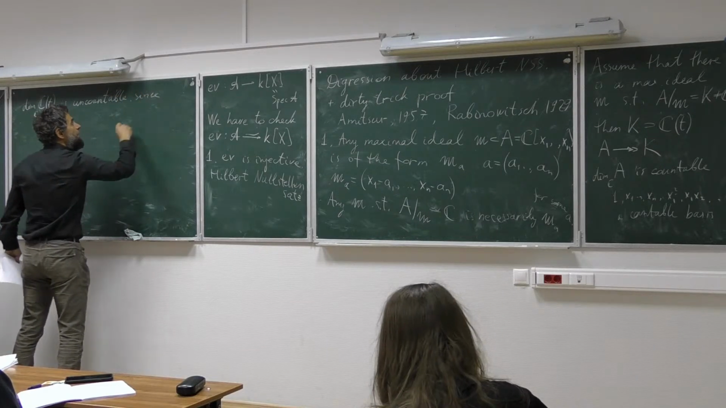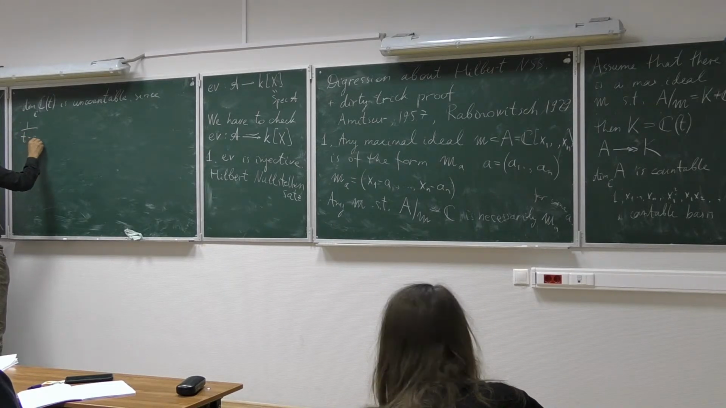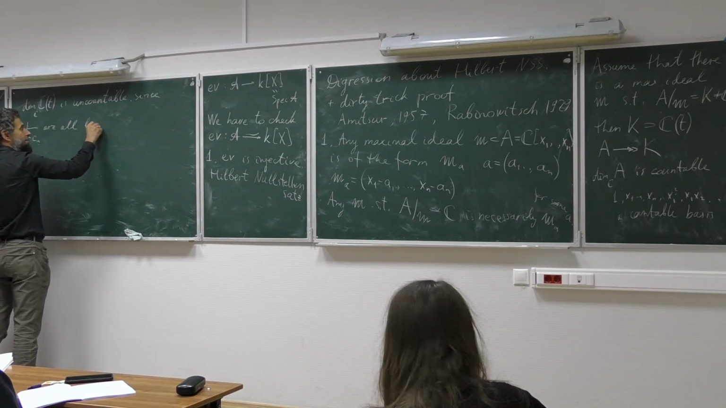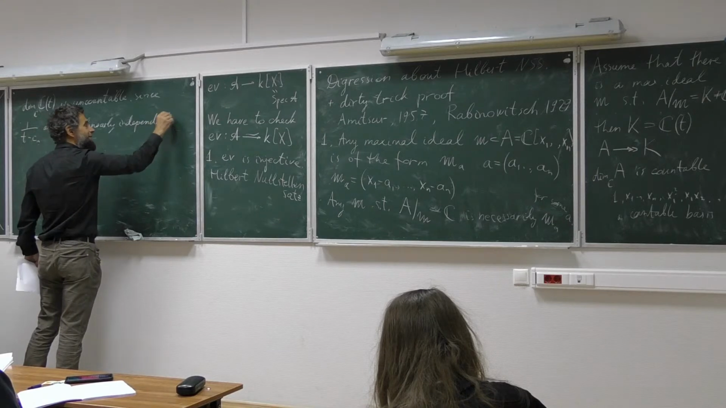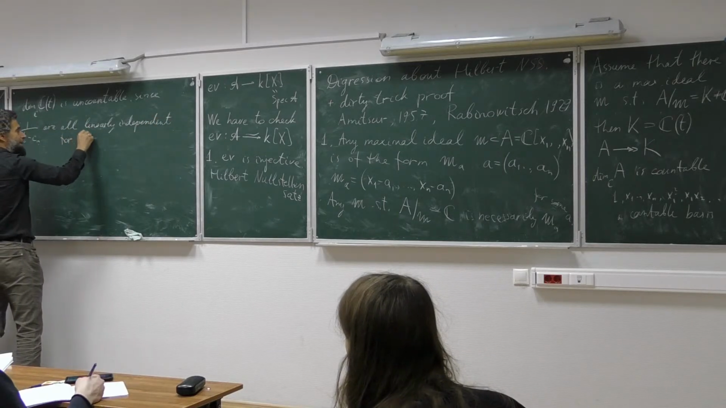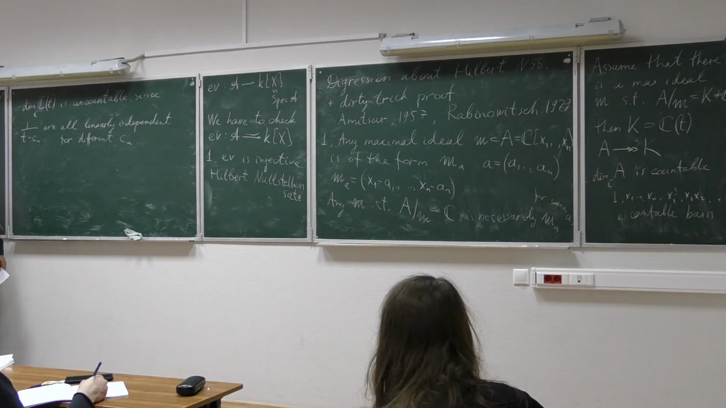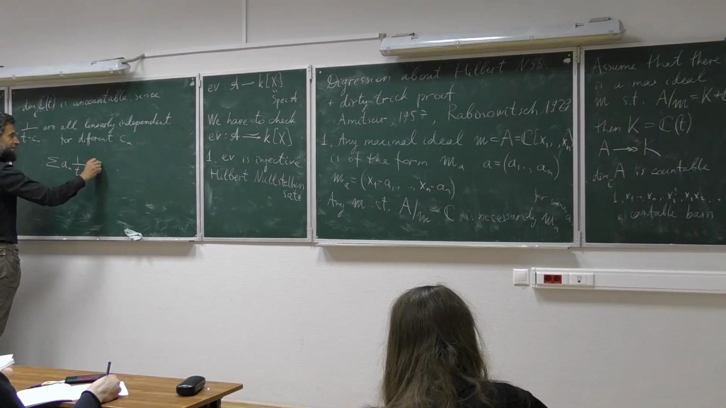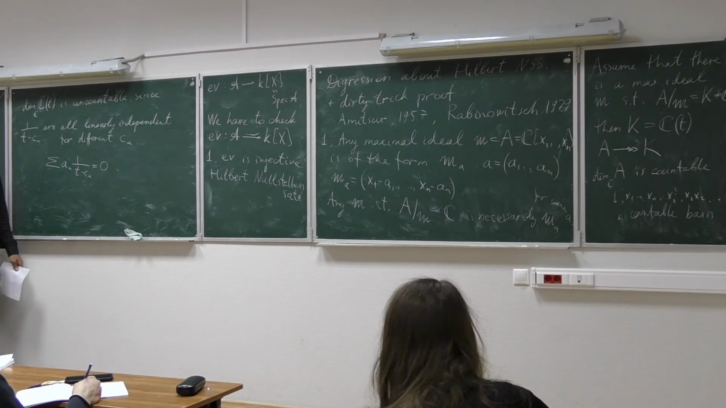Since 1 over T minus c_alpha, whatever alpha, are all linearly independent for different c_alpha. And why is this? So suppose there is some linear dependence, so the sum of a_alpha times 1 over T minus c_alpha is 0. Then what? Multiply by the product of all of them and substitute a number.